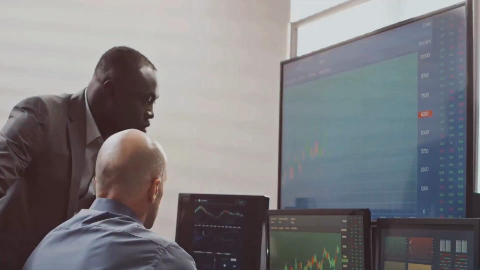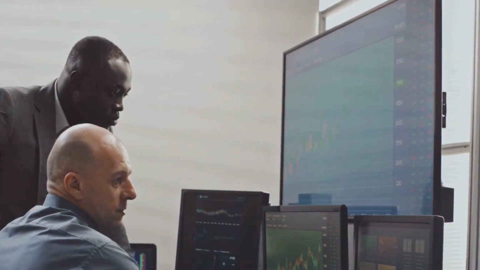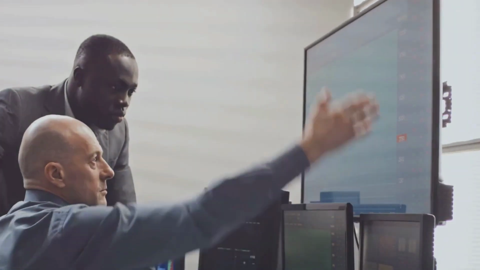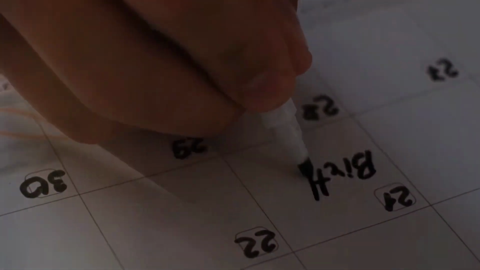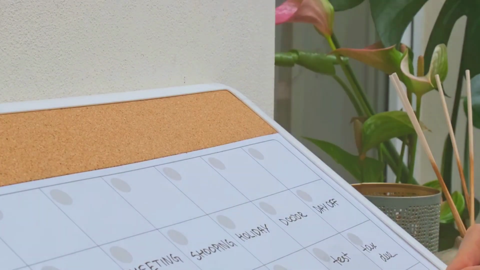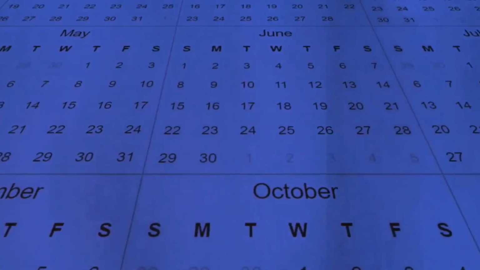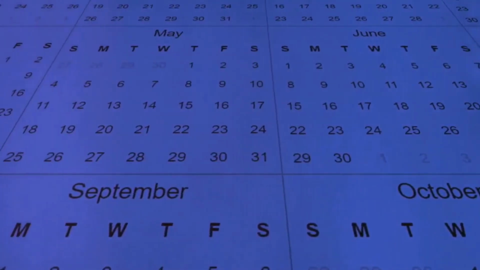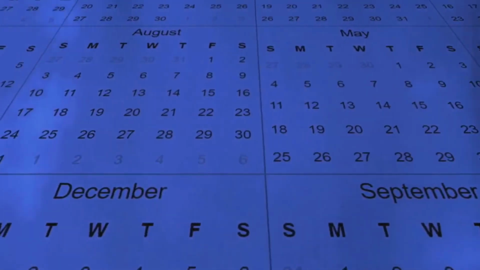Now that we've laid the groundwork, we can dive into the three key characteristics of options trading: expiration date, strike price, and a little something called a multiplier. So what makes options trading unique? It's all about the expiration date, strike price, and multiplier. Let's start with the expiration date. It's the date at which the option contract becomes void. The holder of the option has until this date to make a decision about exercising their right to buy or sell the underlying asset. If the expiration date passes without any action, the option simply expires worthless.